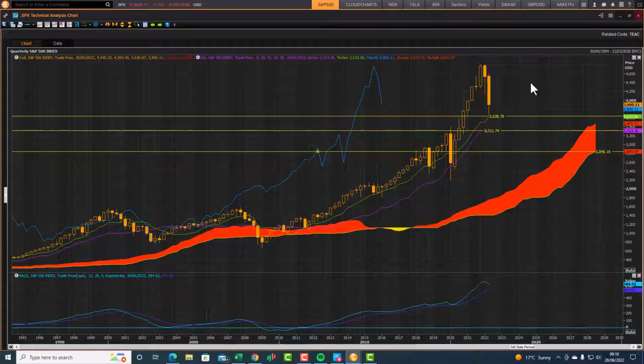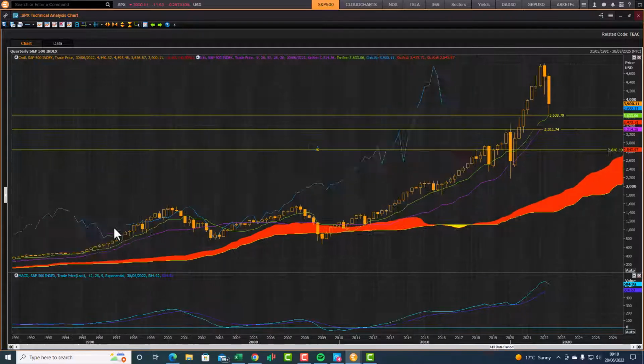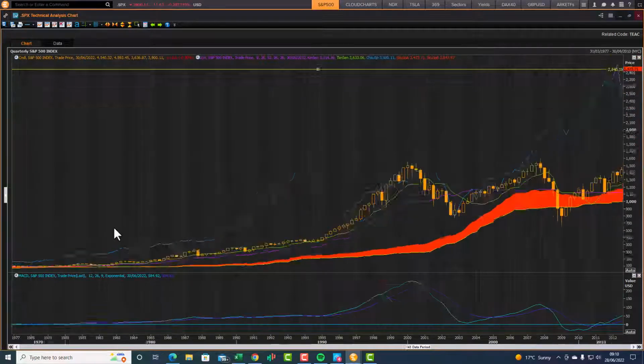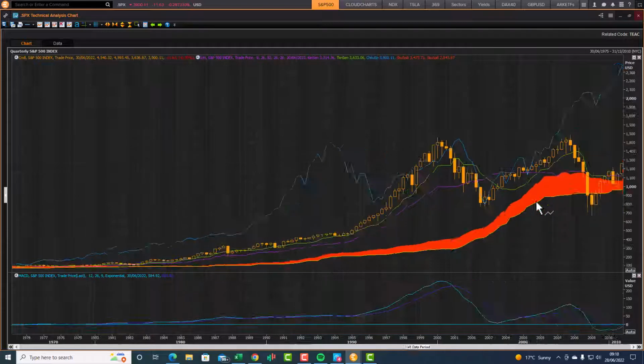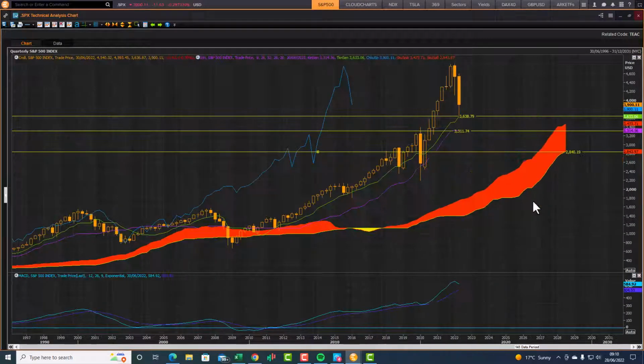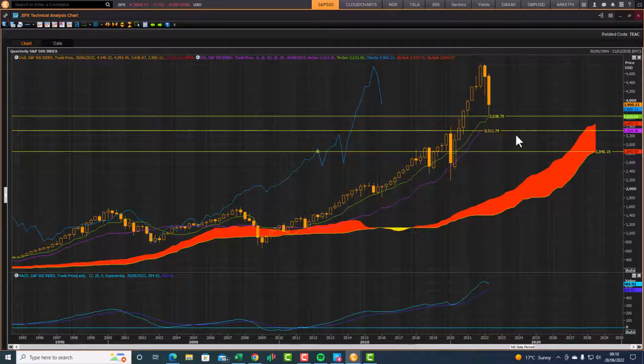If we compare this rally and this bubble, this conspicuous consumption bubble, to the 2000 bubble, we still got a long way to go in terms of a correction back down to the top end of the cloud, where it's the key support zone. So the market's still very much extended, and this is kind of the first leg of a much larger potential bear market right back down to 2840 in the S&P on the quarterly.